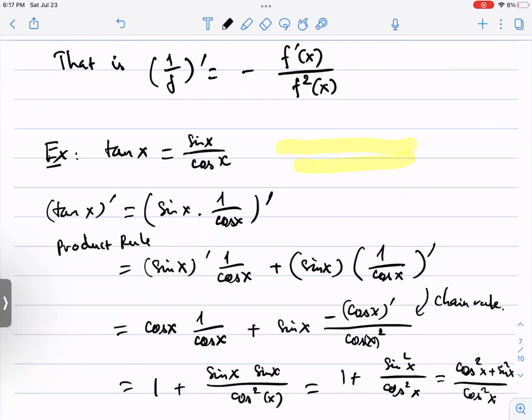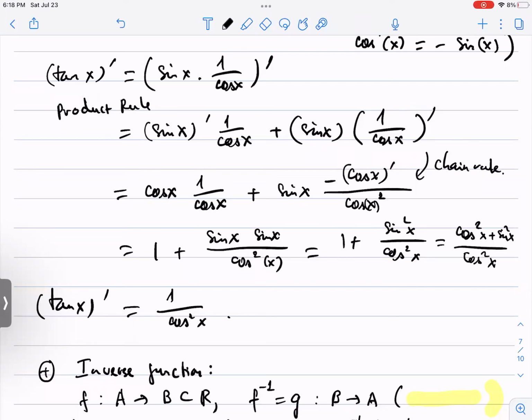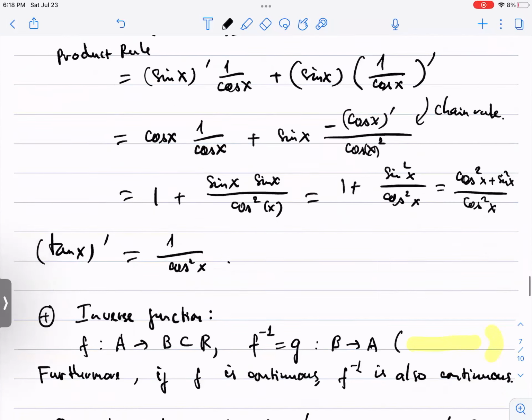Another example is the function tangent of x, which is equal to the quotient of sine of x divided by cosine of x. So here we are given that the derivative of the function sine of x is equal to cosine of x, and the derivative of the function cosine of x is equal to minus the function sine of x. Then we can compute the derivative of this function using the product rule and the chain rule in a very standard way. This is more familiar to what you learn in a calculus class.